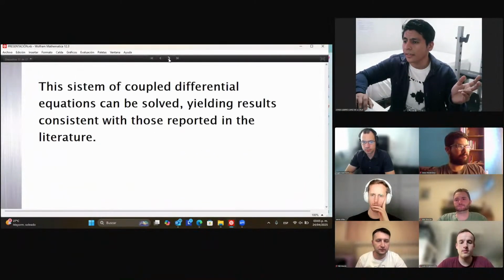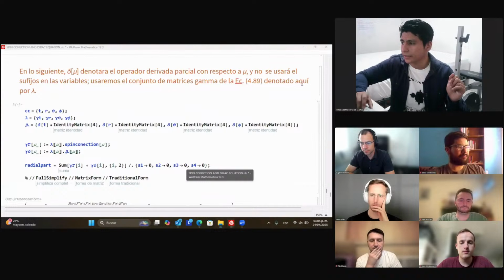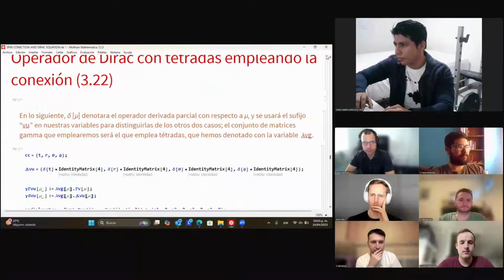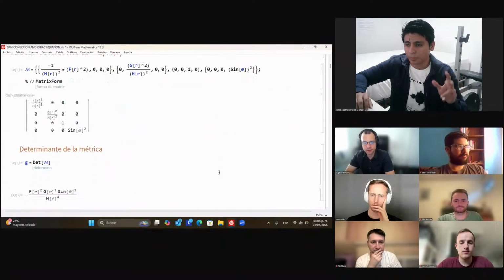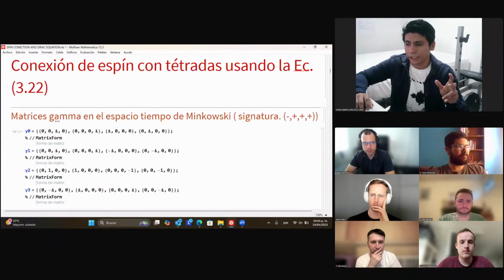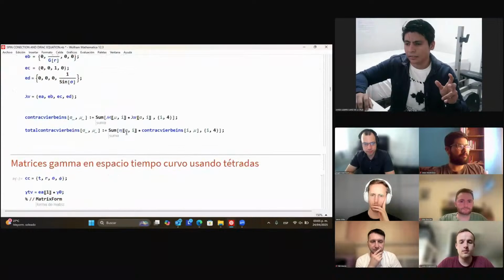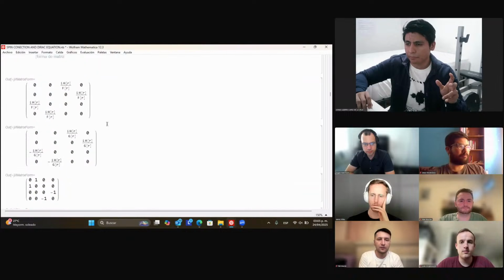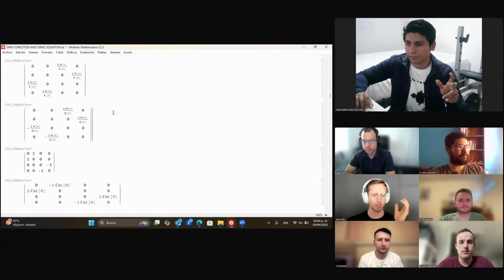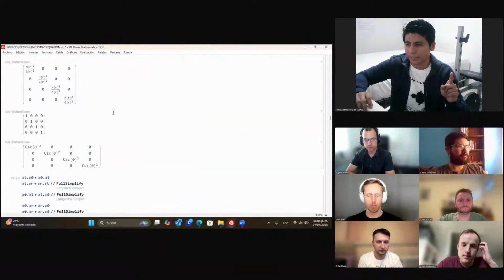And this is the end of my talk, but I just want to show you this code where I get every mathematical object of the theory, just by proposing these gamma matrices here. This is my 4 gamma matrices. And with these 4 gamma matrices, I can build every mathematical object in the theory.